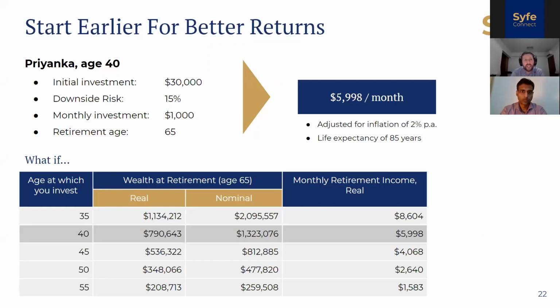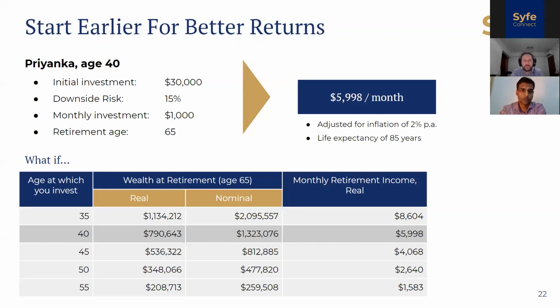They choose a particular risk rating of 15%. They then subsequently add to that initial investment on a monthly basis. They add $1,000 each and every month until they reach retirement. In this particular case, they stated they want a retirement age of 65. Now, what that translates to in terms of a retirement income at age 65 for Priyanka is just short of $6,000 a month if we adjust for inflation.